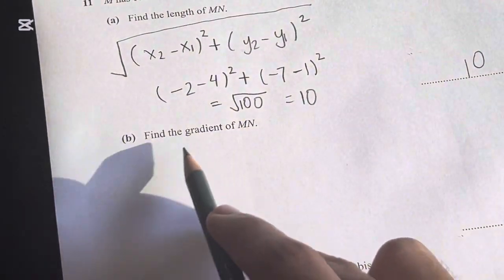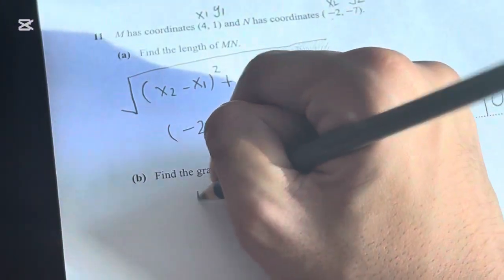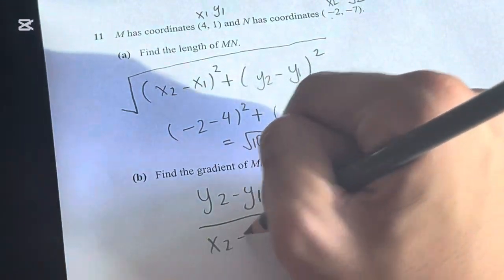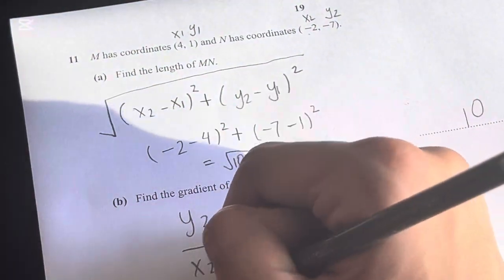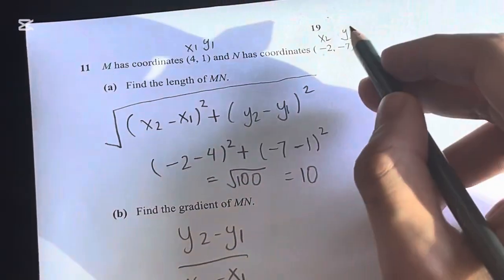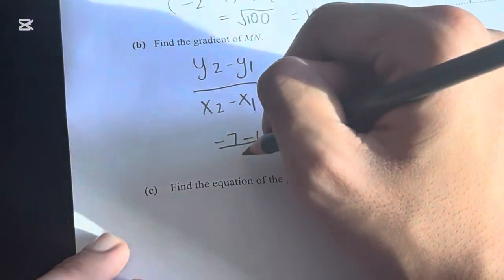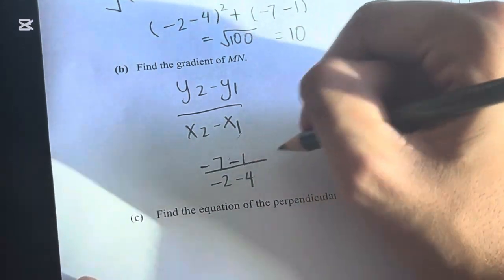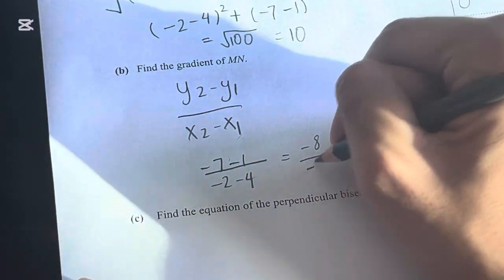Now we need to find the gradient of MN. So the way that you find the gradient is we're going to use this formula, y2 minus y1 divided by x2 minus x1. So y2 is -7, so -7 minus 1 divided by x2, which is -2, minus x1, which is 4, so -2 minus 4. So -7 minus 1, that's -8. And -2 minus 4 is -6.